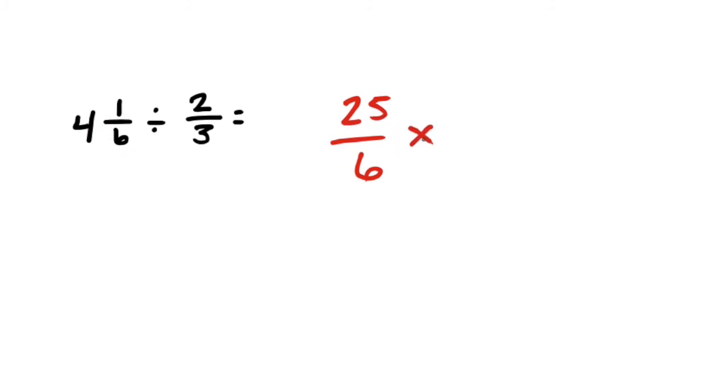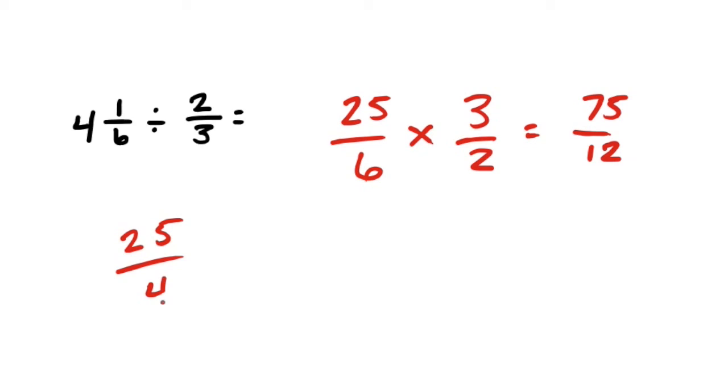Divided by, we'll change that to multiplying, 3 over 2 using the reciprocal. And we get 75 over 12. And we can simplify this by dividing by 3. That's going to give us 25 over 4. And then if you turn that into a mixed number, you're going to have 6 and 1/4.